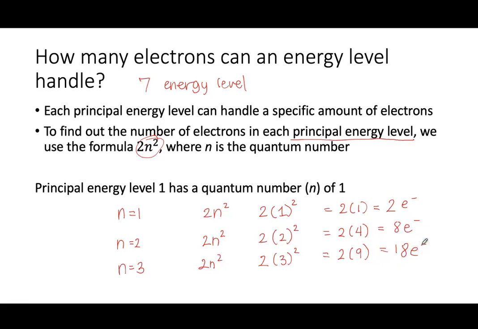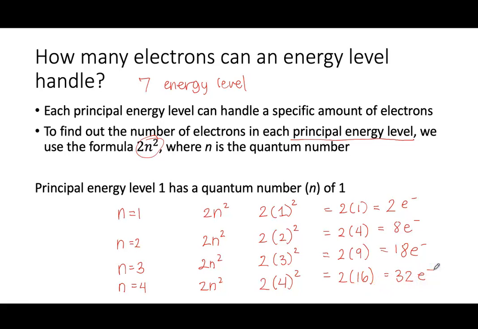As we keep increasing the principal energy level, our quantum number increases with it. By using the formula 2n squared, we can predict the maximum number of electrons that energy level can handle. Let's try another one. n equals 4. If you want to use your calculator to do this, that's fine. 2n squared, so that's 2 times 4 to the power of 2. 4 squared is 16. So that's 2 times 16, which gives you a maximum of 32 electrons.